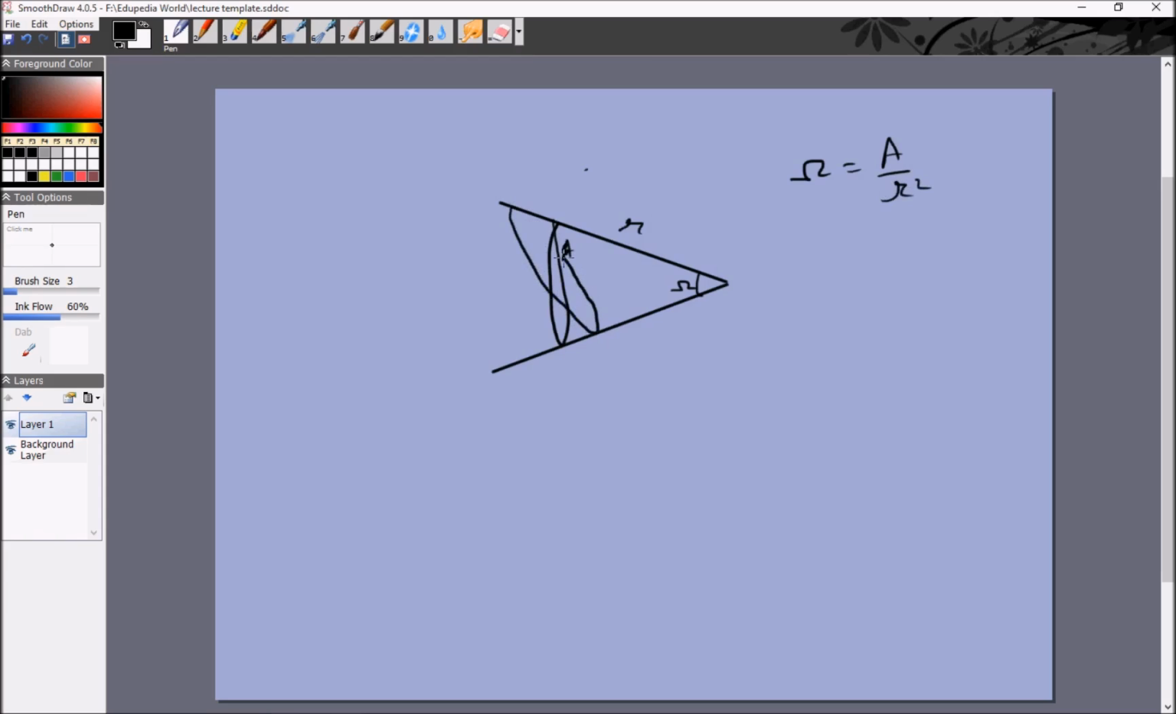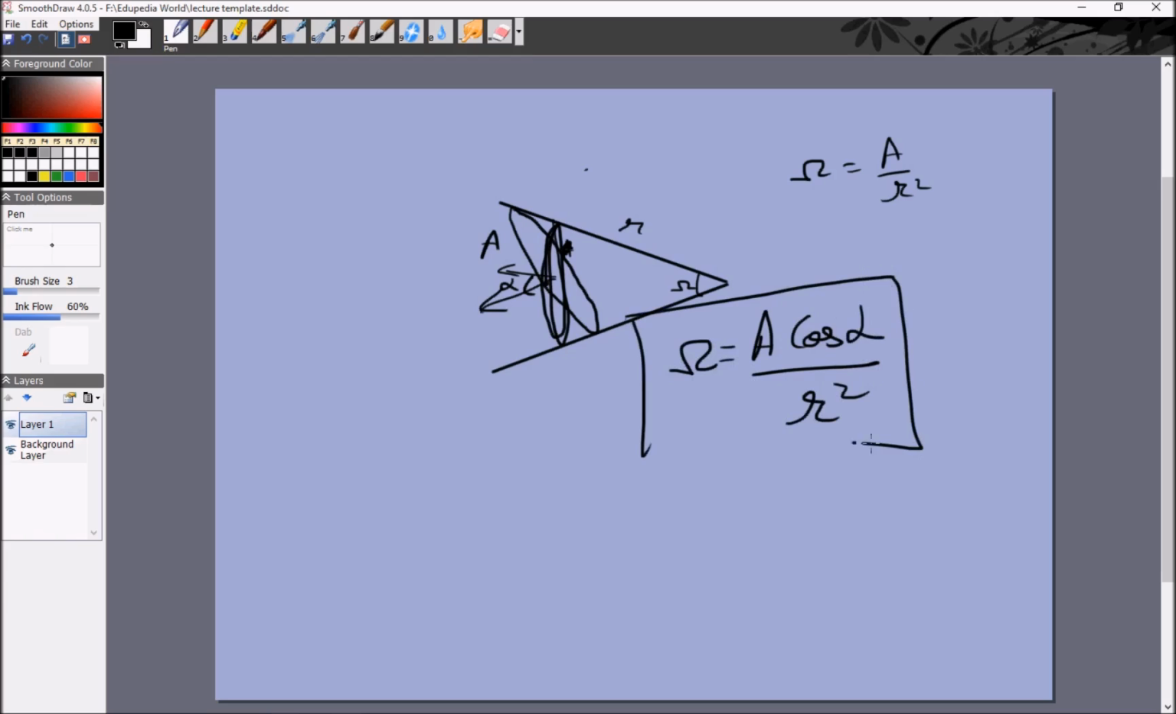We know this area. And let's call this area A for a second, such that this new area vector makes an angle of alpha with the original area vector. So in that case, we'll have to take the projection of this area along the original area, and that will be this perpendicular area, which would be smaller than the original value, and its value will be equal to A cos alpha. So in this case, the solid angle is A cos alpha by R square.